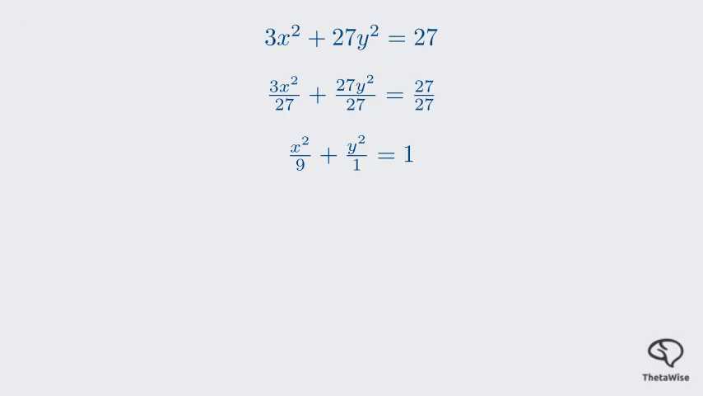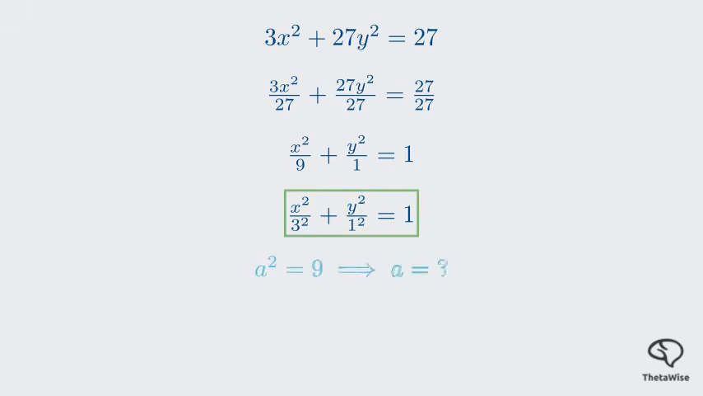Let's make the denominators explicit perfect squares. So we have x squared over 3 squared plus y squared over 1 squared equals 1. From this form, we can clearly see that a squared is 9, so a is 3, and b squared is 1, so b is 1. These are our intercepts. Now that we have the intercepts, we can sketch the graph.